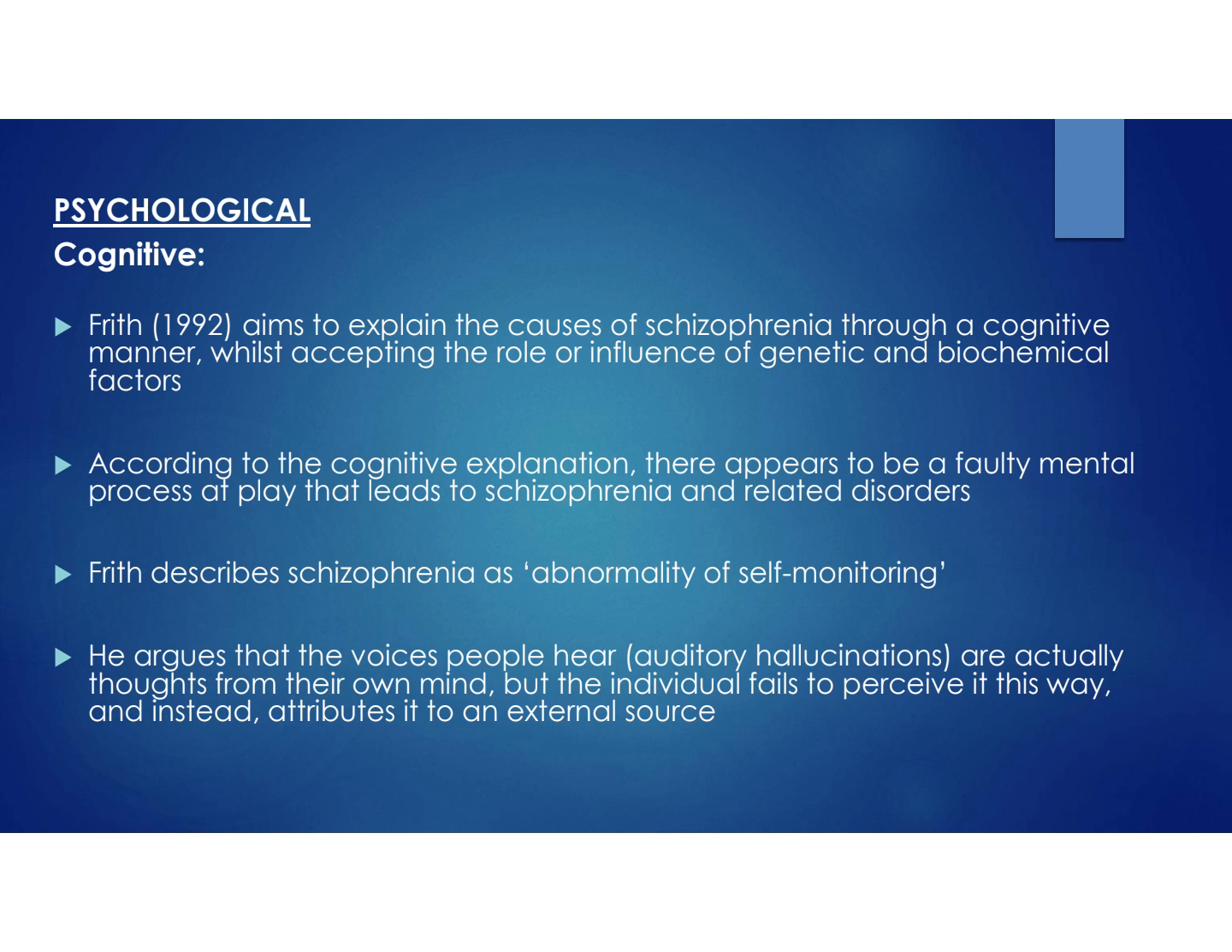And the last explanation is the psychological explanation. Under the psychological explanation, we have the cognitive explanation by Frith in 1992. Now, Frith is acknowledging the role of biological factors. He's saying, yes, I agree that schizophrenia could have a genetic link. I understand that dopamine has an important role to play, but it wouldn't be fair to say that these are the only factors. So he's taking a more holistic approach.